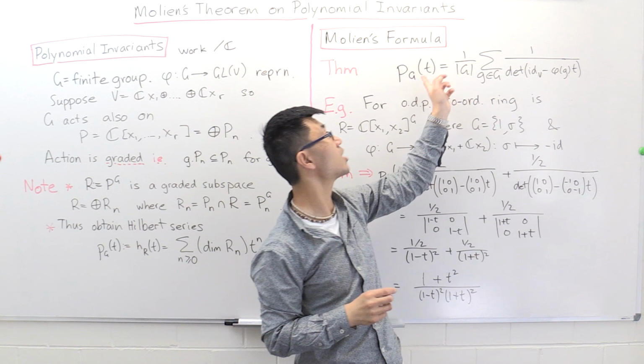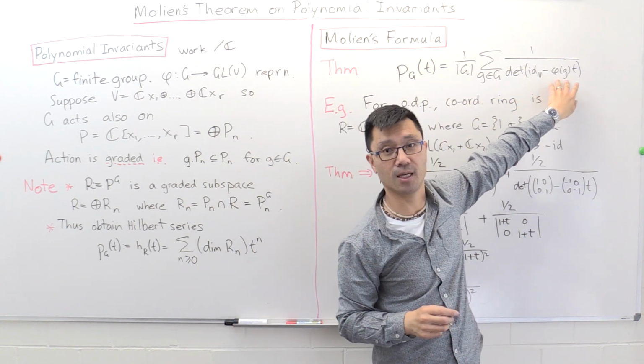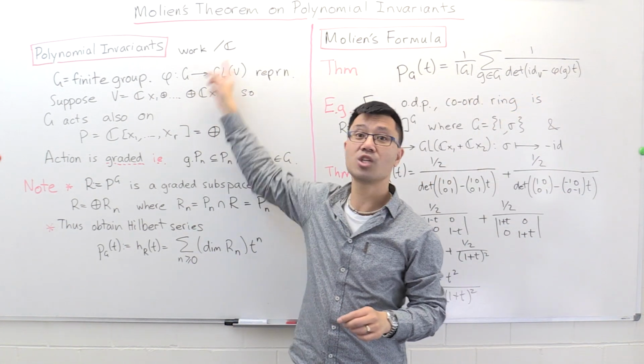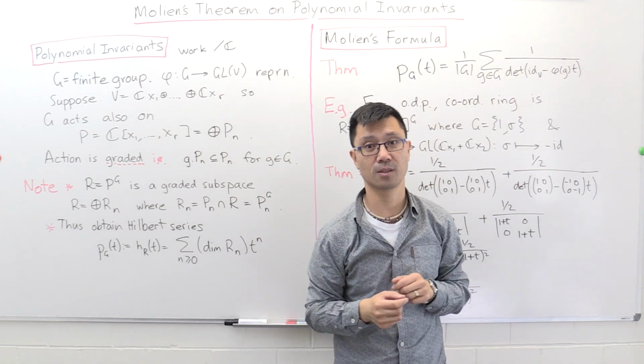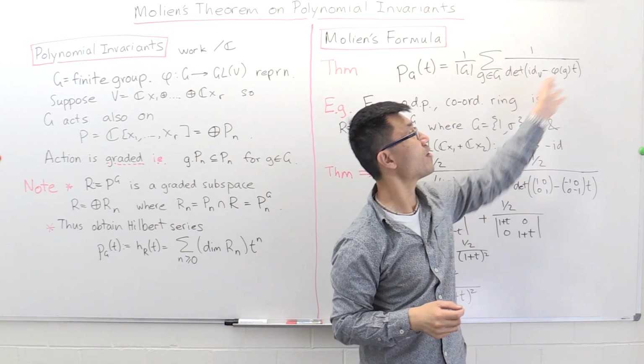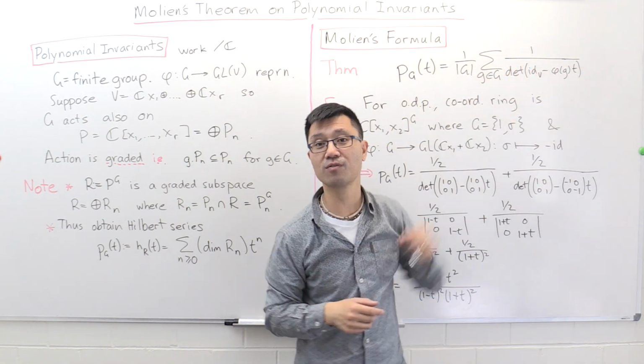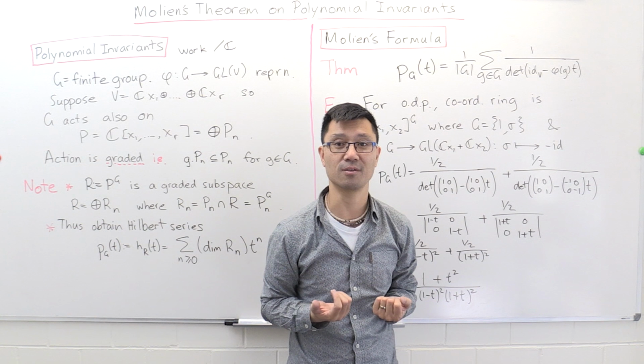Okay, so this is for each T, right? Multiply by the scalar T. So that gives you some element of GL of V. So you can take the determinant of that, but it will depend on T. Okay? And so here you'll have a function of T. You take the average of those functions of T, and that's your answer for the Hilbert series.